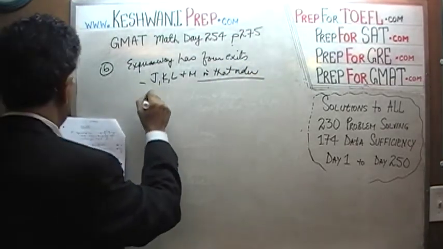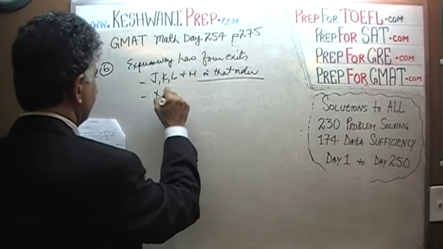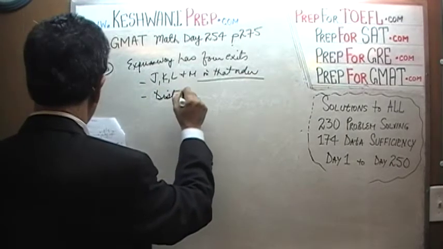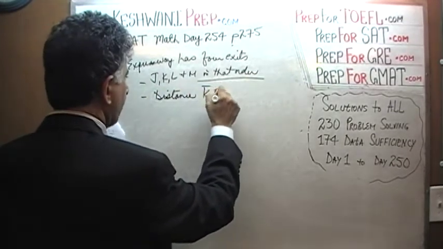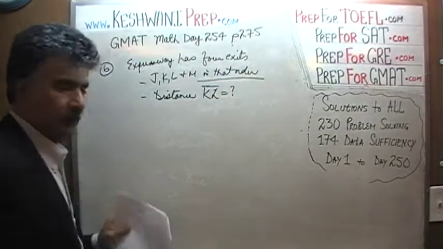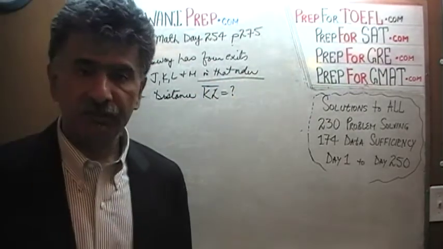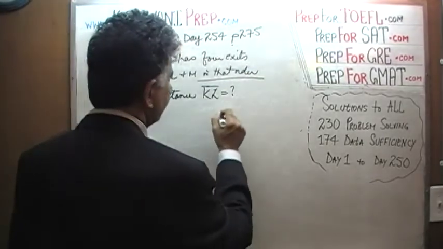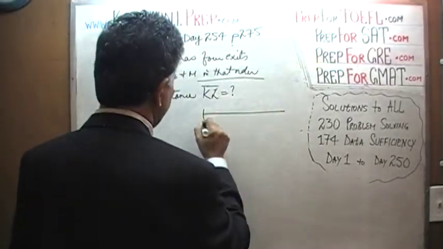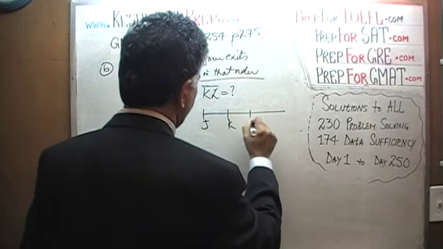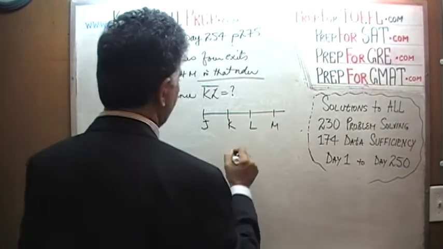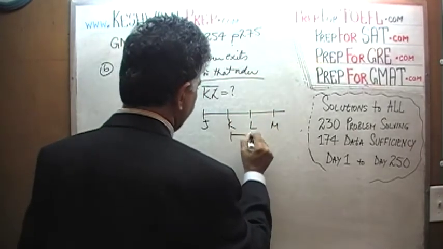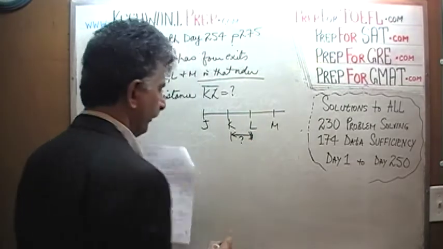And the question simply is, what's the distance from exit K to exit L? And here are our exits, J, K, L and M. And what we're looking for is the distance from K to L.